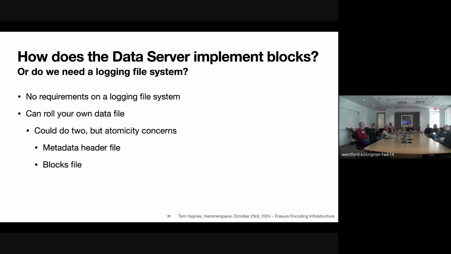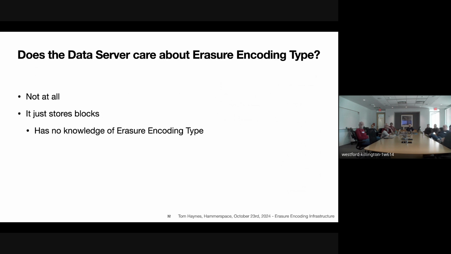The data server could maintain its own journal if you wanted it to, right? I'm saying that code change would be required. Yes, that seems to be agreed. And as we already mentioned, the data server doesn't care about what type of algorithm the client is using. It just stores the blocks, so if we develop the data servers to do this, then that'll free up anyone doing the encoding type to not worry about that.